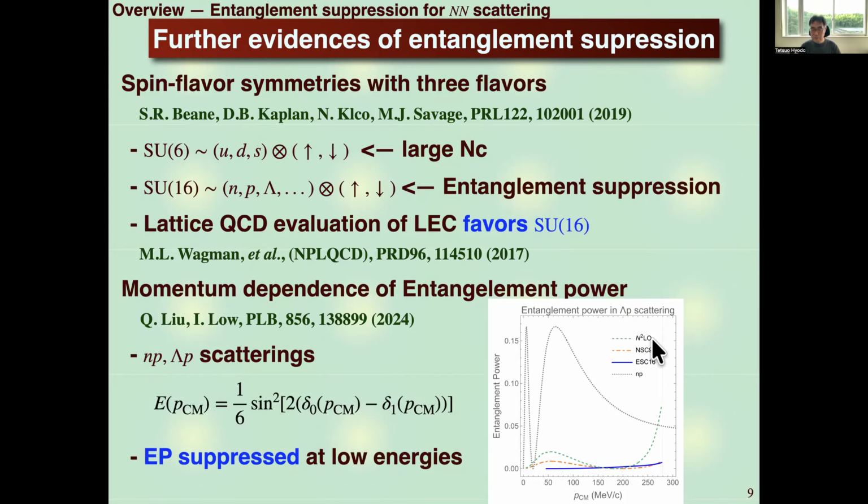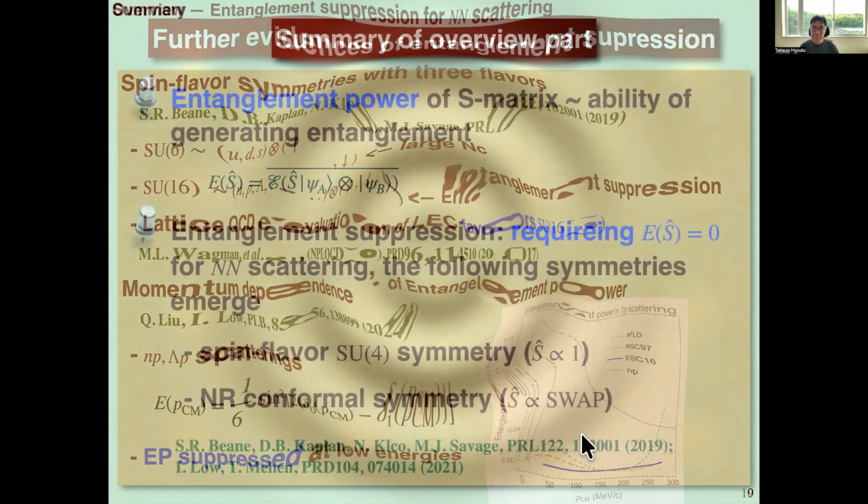By using different inputs of the lambda-nucleon interaction, the entanglement power is evaluated like this, which is still much smaller than for the two-nucleon force. Also, the entanglement power in the low energy region is somewhat suppressed in the hyperon-nucleon interactions. So in that way, we see several pieces of evidence that in physical baryon-baryon scattering systems, the experimental data somehow shows evidence of entanglement suppression for the baryon-baryon scattering S matrix.